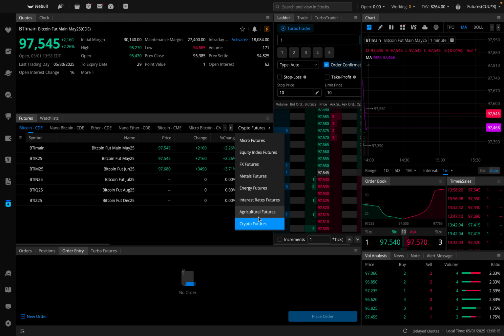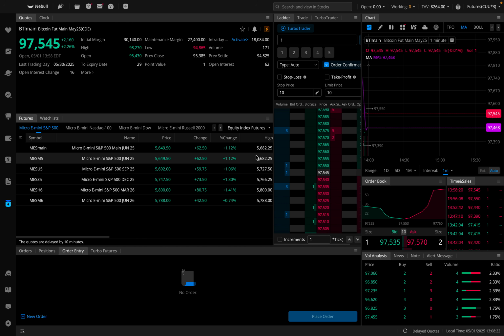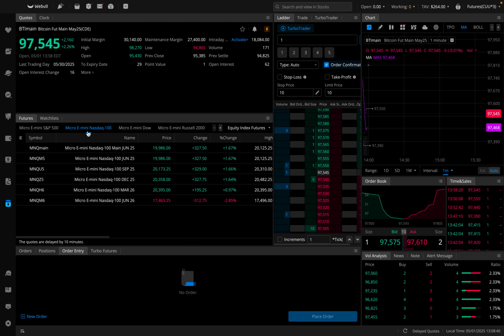For today's demo, I'm going to go over to the equity index futures here, and I'm just going to be using micro E-mini S&P 500 index futures. As you can see at the top here, we can see which one we're on. Right now we're on micro E-mini S&P 500. If you wanted micro E-mini NASDAQ 100 instead, you just have to click at the top here and go more to the right to see everything that's available. But again, for today's demo, I'm just going to stick with micro E-mini S&P 500 here.